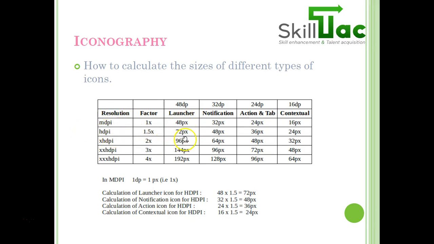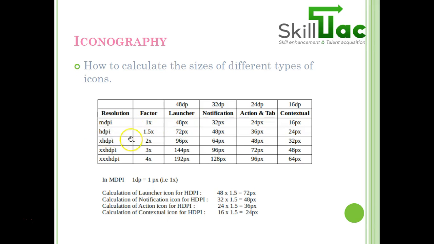For HDPI resolution we need 72 pixels, and for XHDPI we need 96 pixels. For XXHDPI we need 144 pixels, and for XXXHDPI we need 192 pixels. So this is basically a multiplication factor according to the resolution. MDPI is your one factor, so that means that 48 pixels is your one factor.